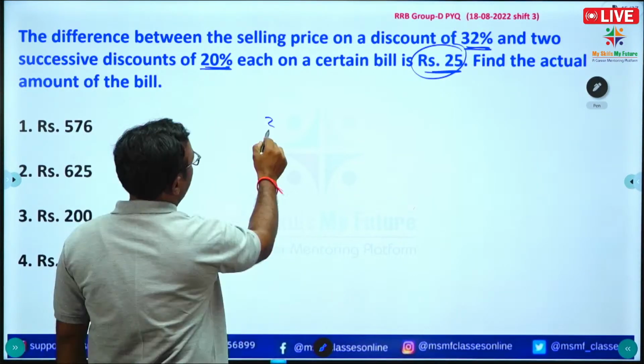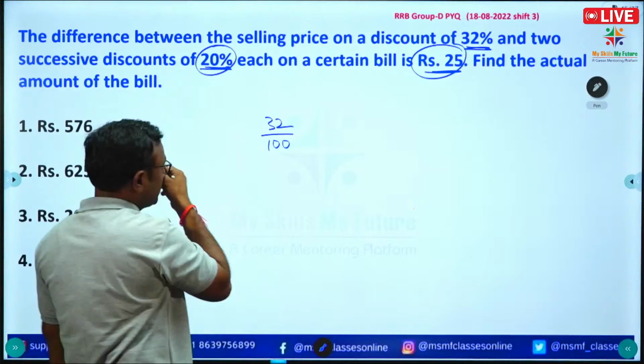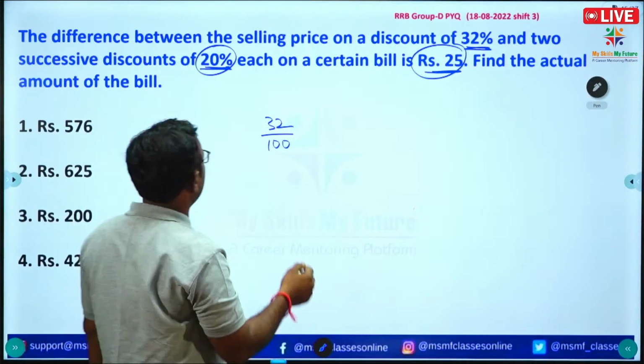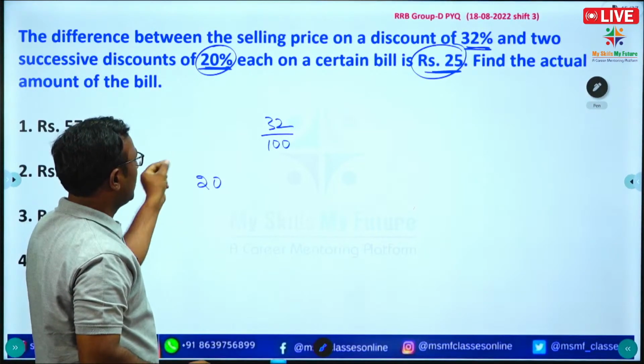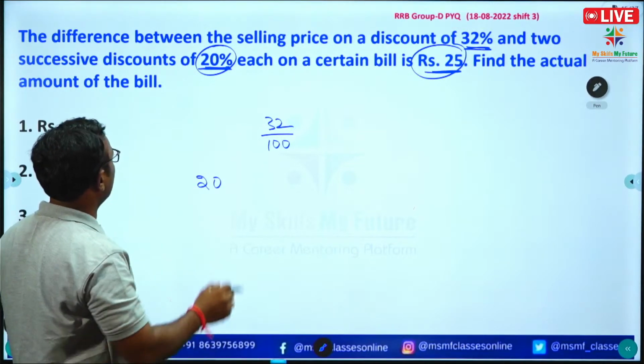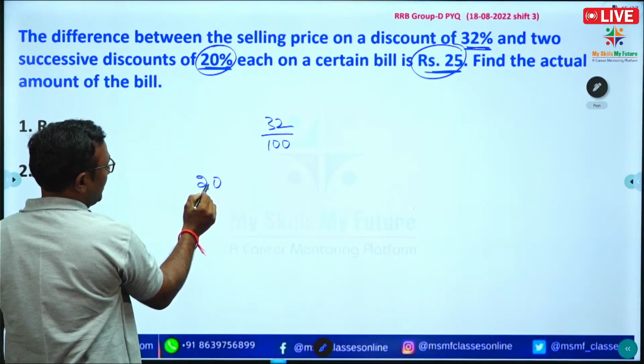So here the percent is given, and two successive discounts of 20%. One is 20%. After giving the second discount, we find 20% of 20, and we get the remaining 80%.